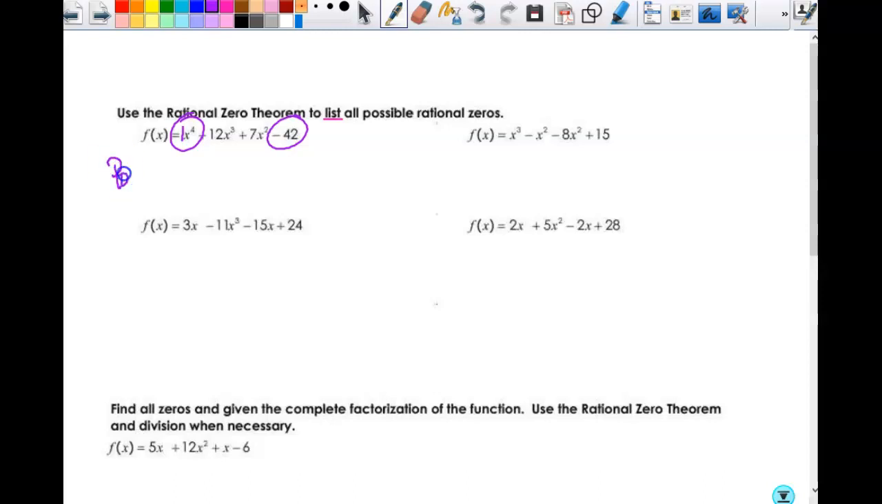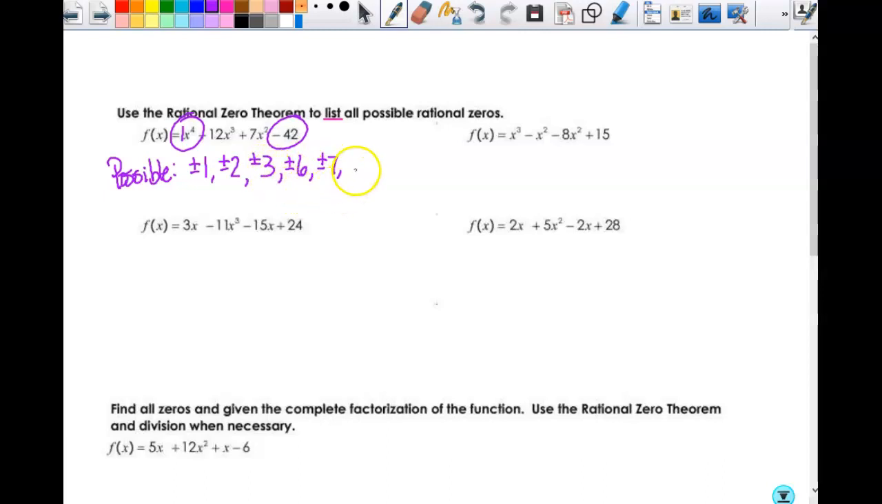So my possibles are, when I go through 42, obviously 1, well, 2 works. 42 is divisible by 3. Is 42 divisible by 4? The answer to that is no. Is it divisible by 5? No. Is it divisible by 6? Yes. So plus or minus 6 and plus or minus 7. Now 6 times 7 is 42, so these two match up.